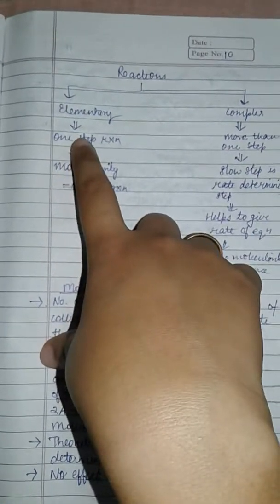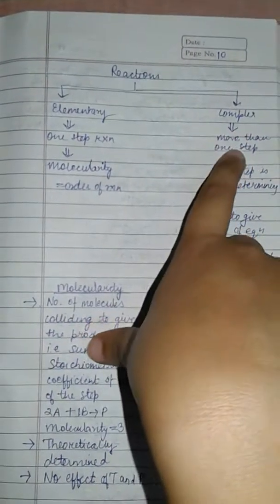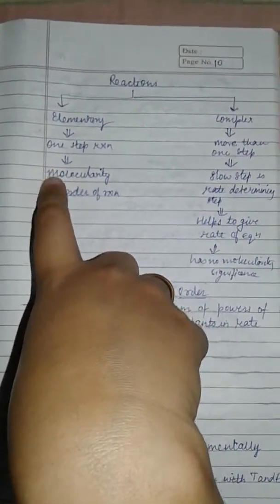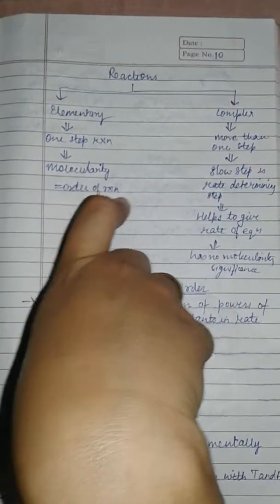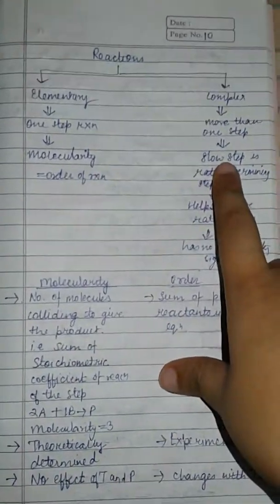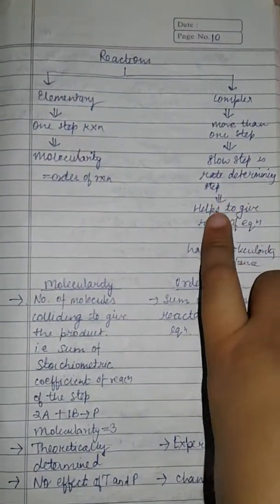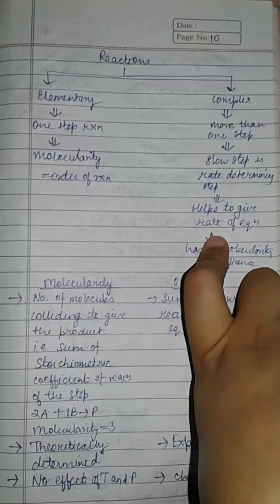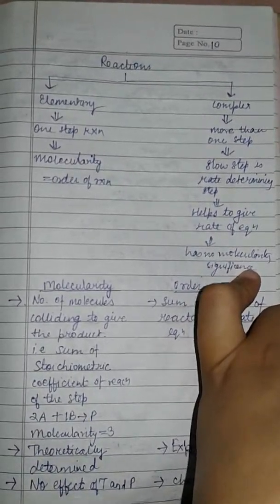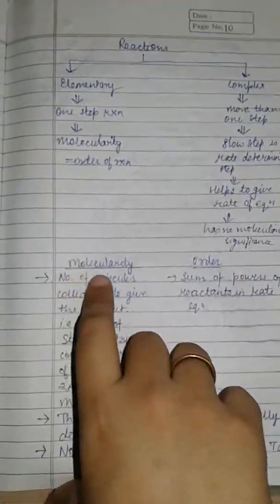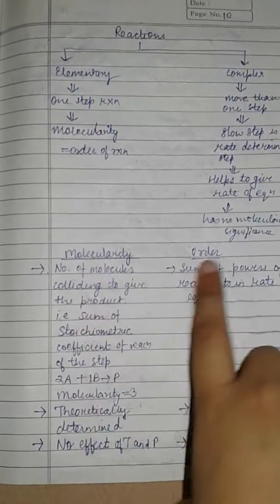The reactions are of two types, elementary and complex. Elementary is a one-step reaction, complex is a more than one-step reaction. In an elementary reaction, molecularity is equal to the order of reaction. In a complex reaction, the slow step is the rate determining step and helps to give the rate equation; it has no molecularity significance.